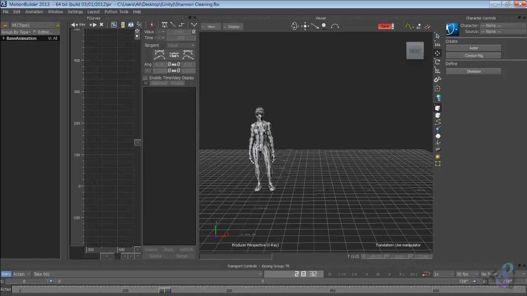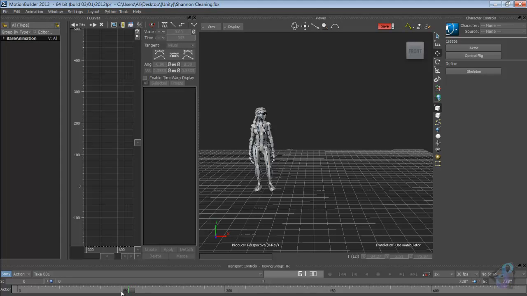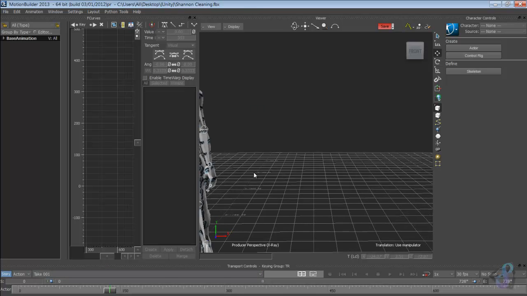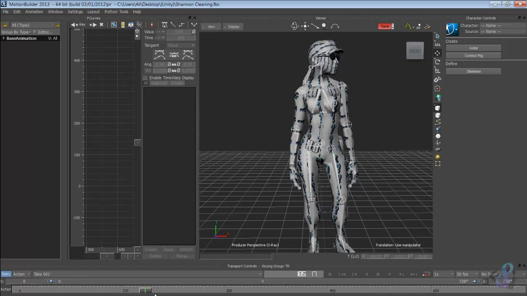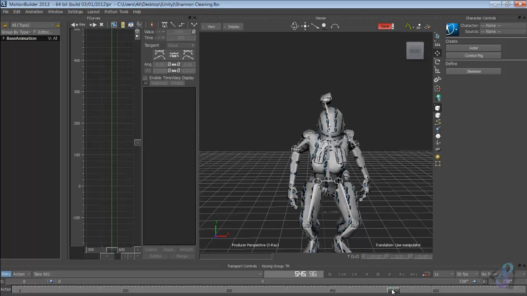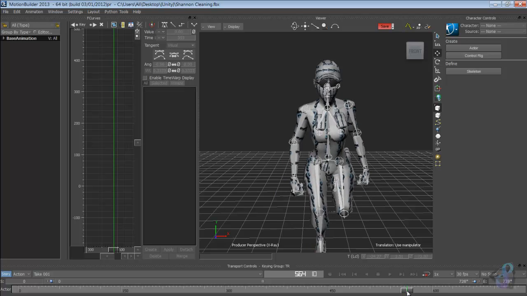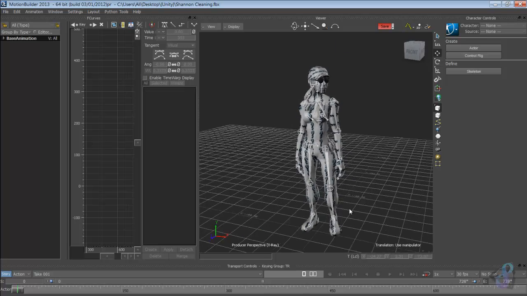Okay, even in frame 100. Come on. Yeah. Frame 131. Where are you? Here we go. We don't have that jerk. And 560. No problem. So our character is clean now and ready to roll.